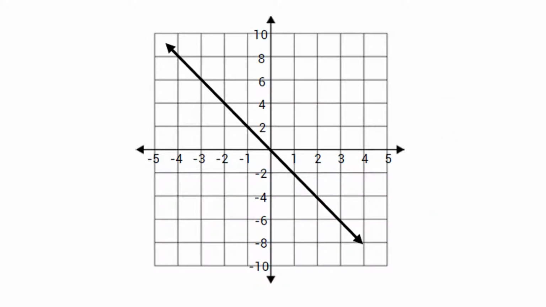Now, for this problem, we do not have any points plotted on the graph, and so we need to look at the line and pick 2 points we can read clearly. They can be any 2 points on the line. For this example, I'm going to pick this point here at -3, 6, and this point here, which is at -2 and 4.